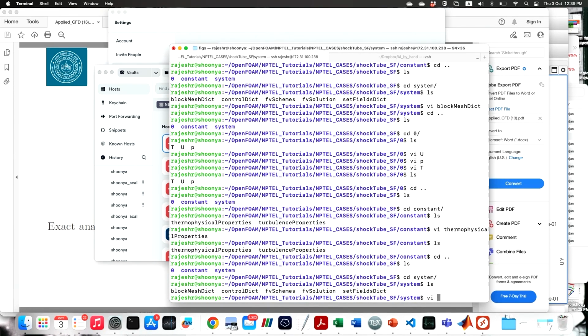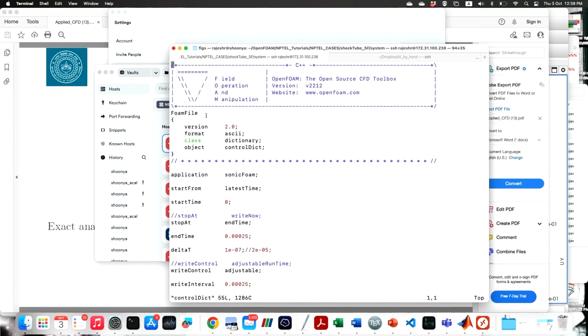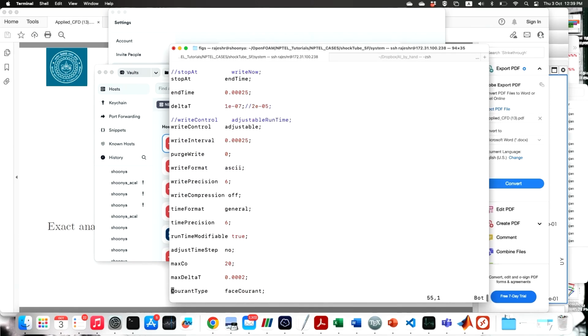You can go to the controlDict. I am using sonic form. I am simulating up to 0.00025, and you can see the delta T is very small for it to run. Here also you can see how you basically change the time step. If you make adjustTimeStep equal to yes, it will change the delta T every time based on the Courant number which is allowed. I am saying maximum Courant number is equal to 20, maximum delta T is this. This will be applicable if you set adjustTimeStep equal to yes, otherwise it will go with the delta T that you have given here.